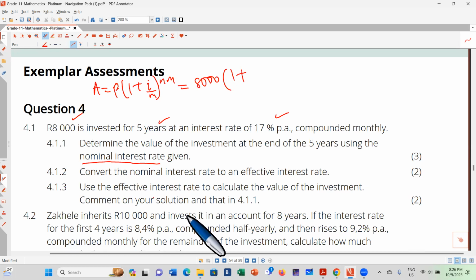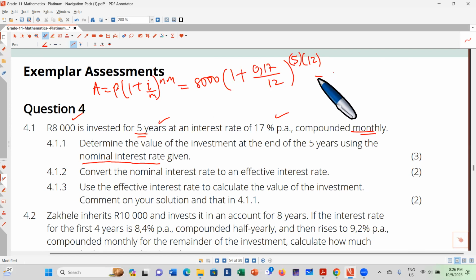What is the interest rate? It's 17%, so you divide by 100. But it's compounded monthly, so M is 12 in view of the nominal interest rate. And now for 5 years, the number of years is 5 and M is 12. We use the nominal rate, M.